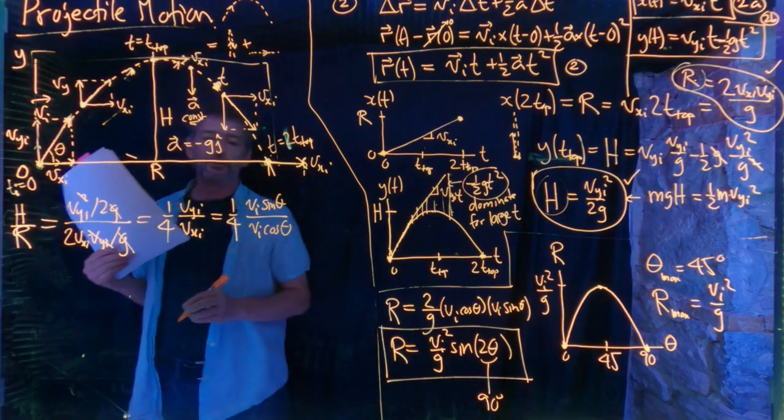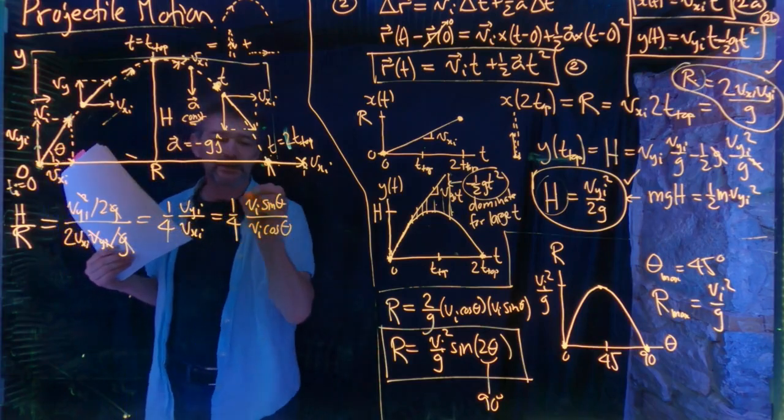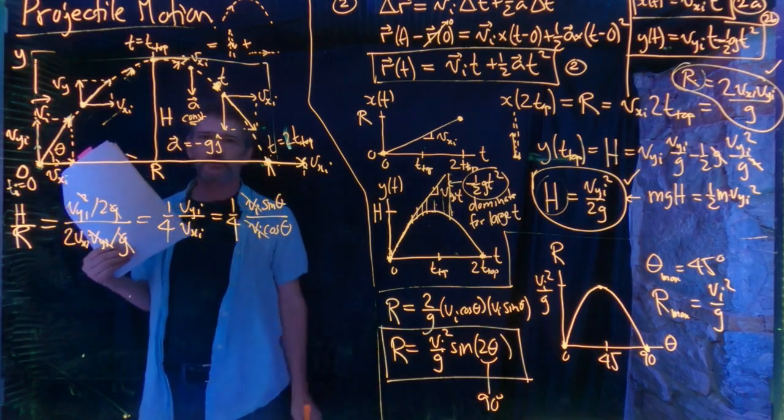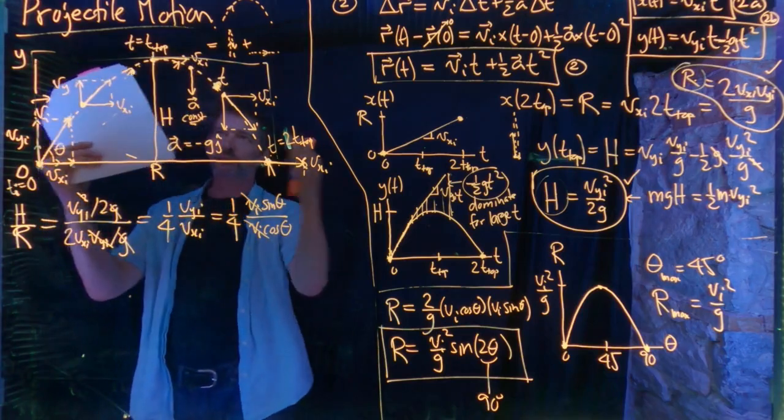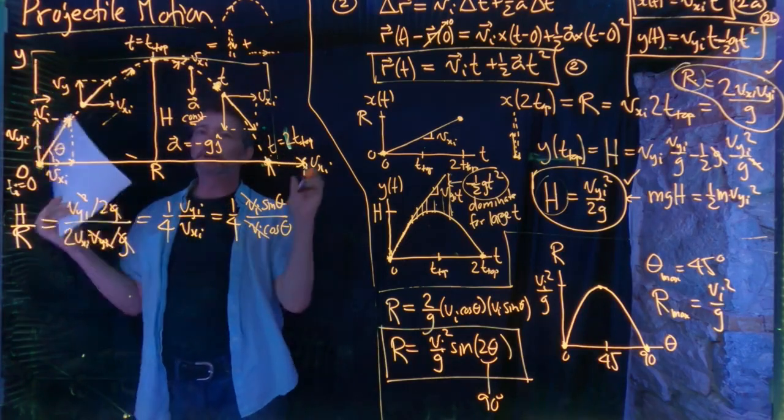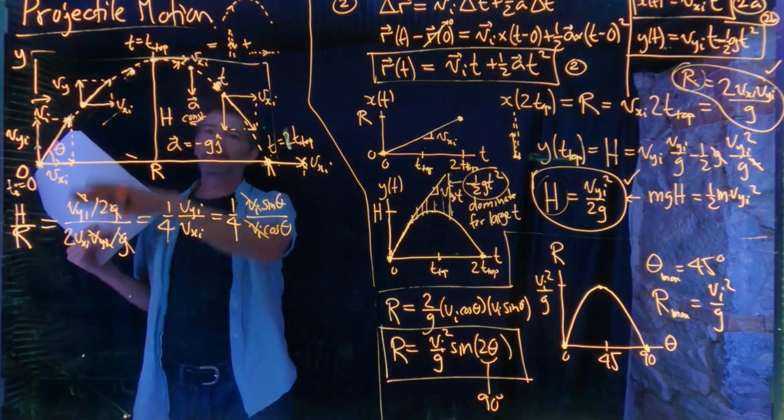And so now you will notice something else. You notice that the initial speed cancels out as well. So the ratio of height to width of that box is completely independent of the initial velocity. Doesn't matter how fast you throw it.